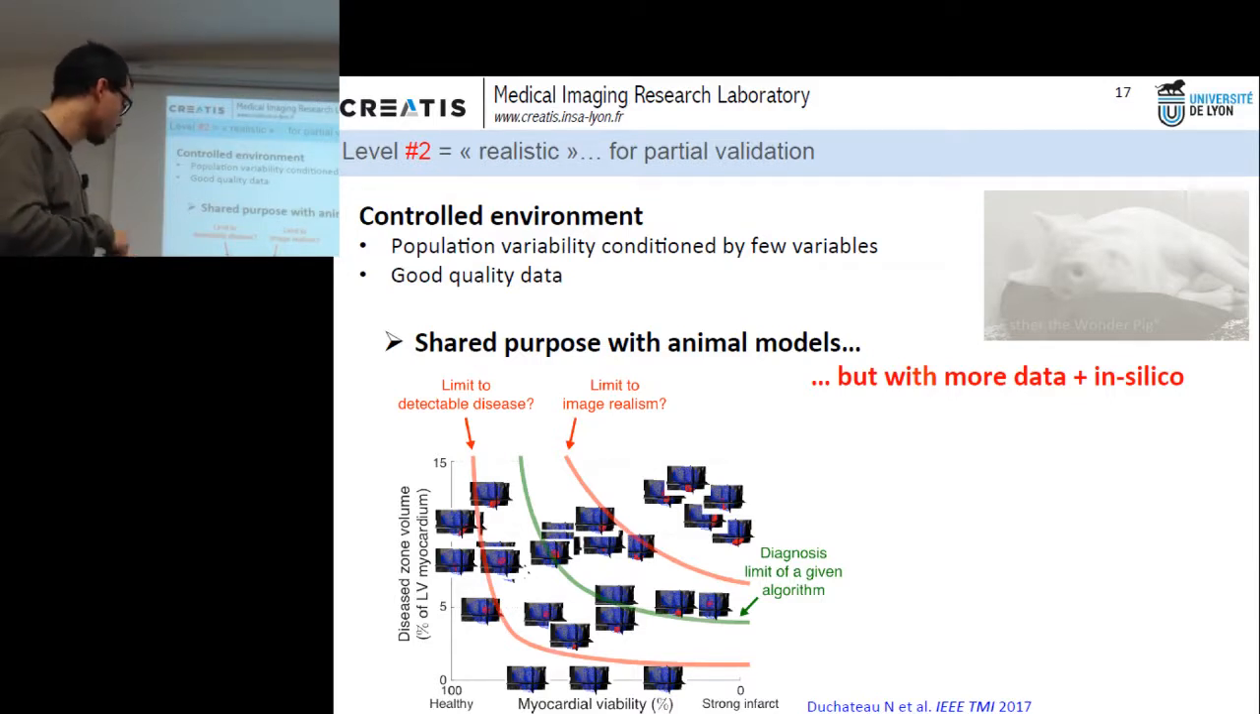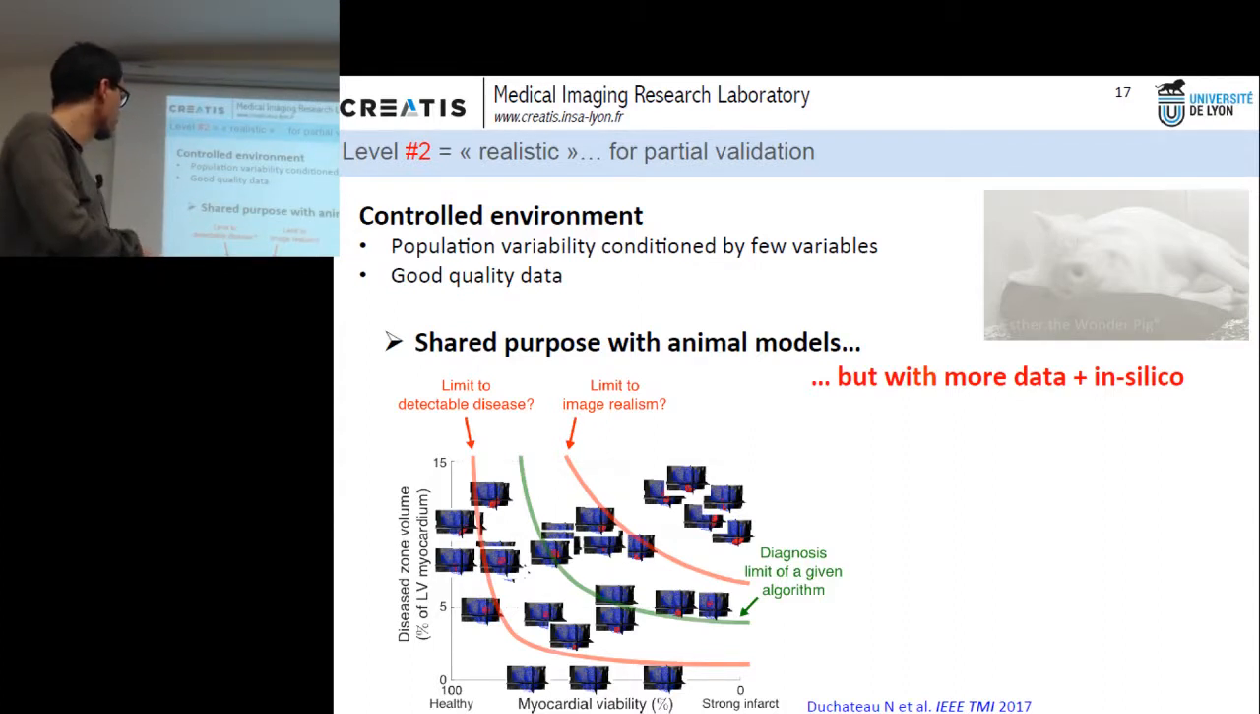In a different paper that I will talk about afterwards, we tried to design a synthetic database, or at least think about it. I think it's not realistic enough. But still, at the center of your purpose you have an algorithm that you want to validate or design, and you want to challenge its diagnosis limit. Am I good enough or not? So you need to design samples that are below and above this limit of the algorithm, so that you can find this limit. So you design the database.